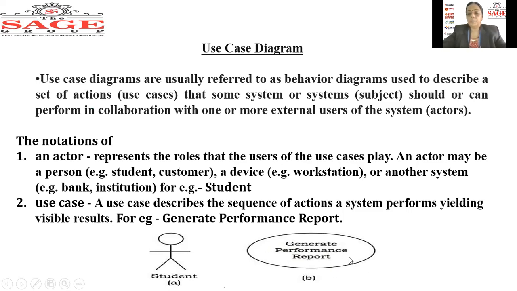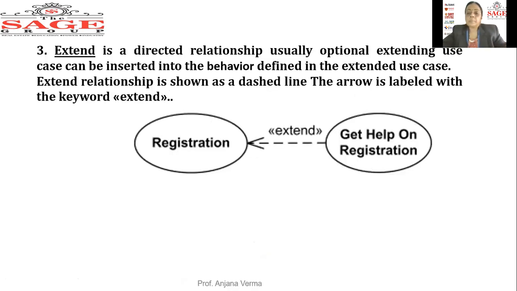Generate performance report. You write inside the use case diagram which type of role is performed by the actor, and you write the name of the actor also. Here the name of actor is student, and the role which is played, generate performance report.